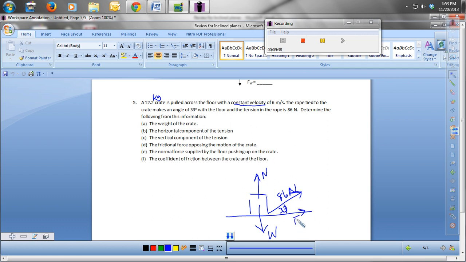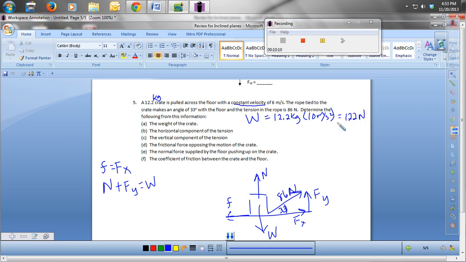So I have an Fx and I have an Fy. I have friction opposing the motion, and friction has to equal Fx because it's not accelerating, so those forces have to be together. And the normal plus the Fy have to balance W because the ups have to balance the down. So first thing they want me to do is find the weight of the crate. Well, it's 12.2 kilograms times gravity, which is 10 meters per second squared, which is 122 newtons.